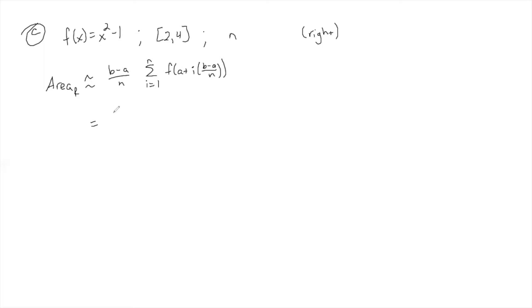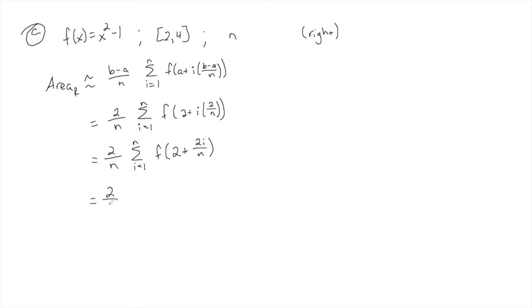So I have 4 minus 2 on top. 4 minus 2, I can handle that. It's just 2. And n stays the same because we don't have an explicit value for n. It's just n. And I have 2 plus i times 2 over n. Okay. So I get 2 over n on the outside, sum i equals 1 to n of f of (2 plus 2i over n).